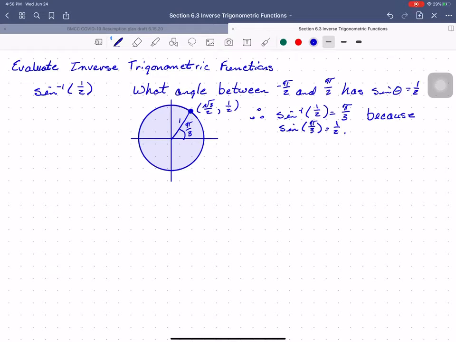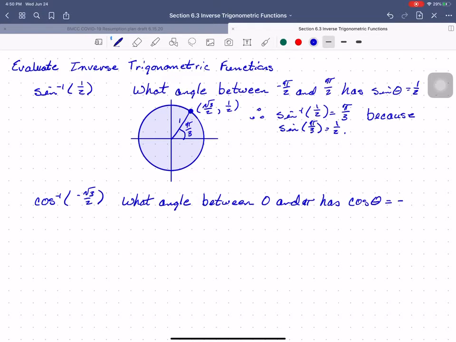So let's look at another one. Suppose I'm asked for the inverse cosine of negative root 3 over 2. I'm asked to evaluate the inverse cosine of negative root 3 over 2. So I'm asking myself, what angle, and we're dealing with inverse cosine, so that means between 0 and pi, has cosine equal to negative square root 3 over 2.